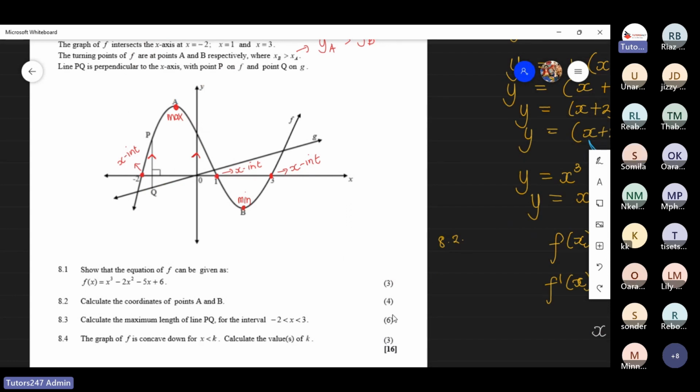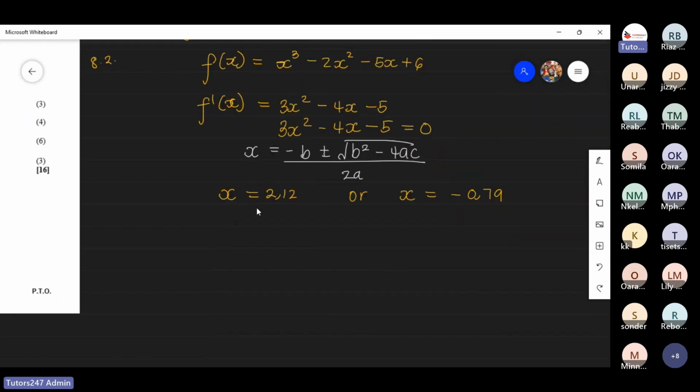So the positive value will be b and the negative value will be a. So that means that our value 2.12 is b and our value negative 0.79 is our value a. So this will be xb and xa.